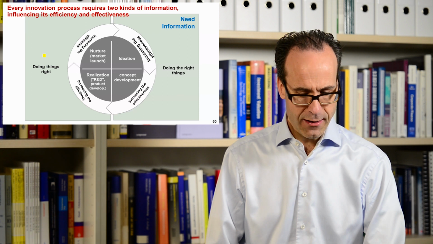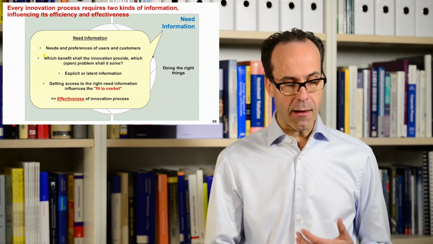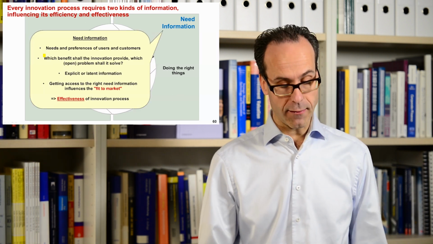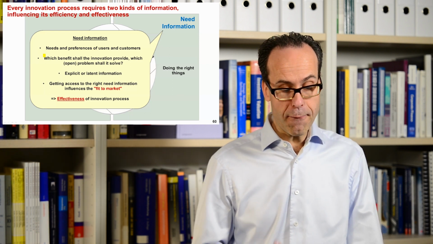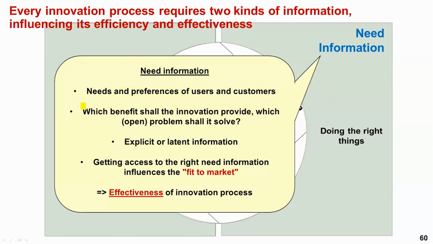Need information is information about the needs and preferences of users and customers. It really is an answer to the question, what's the benefit that the innovation shall provide, which open problems should we solve as a company. It's either explicit information: we want a car that drives better, faster and consumes less fuel.